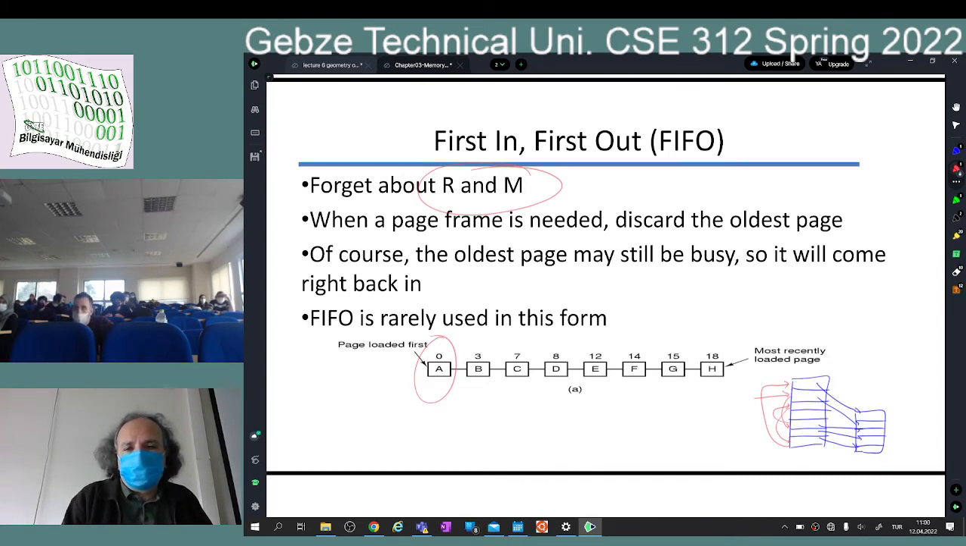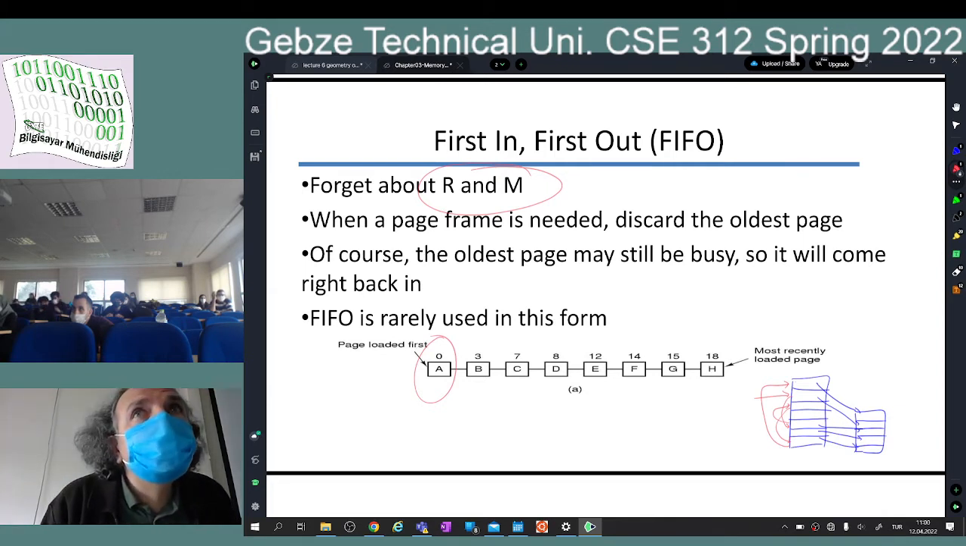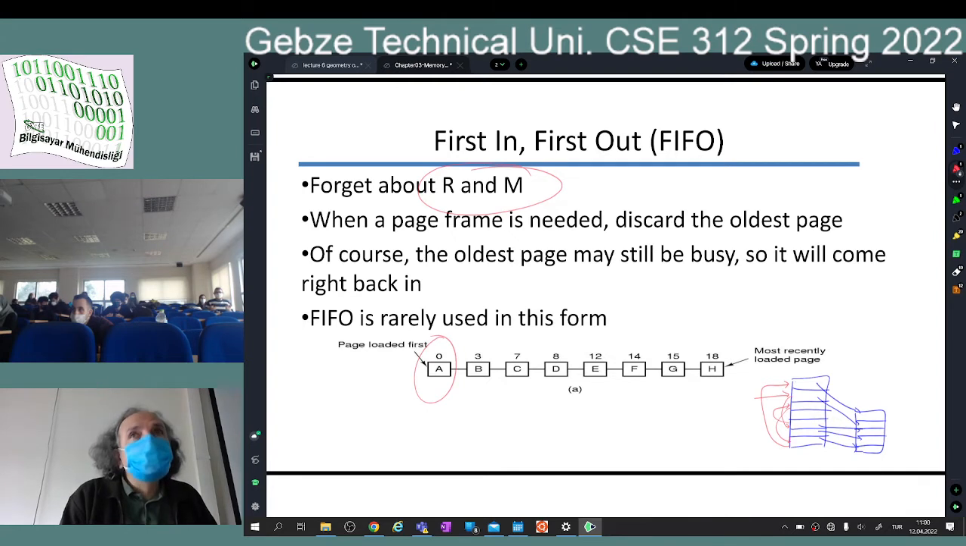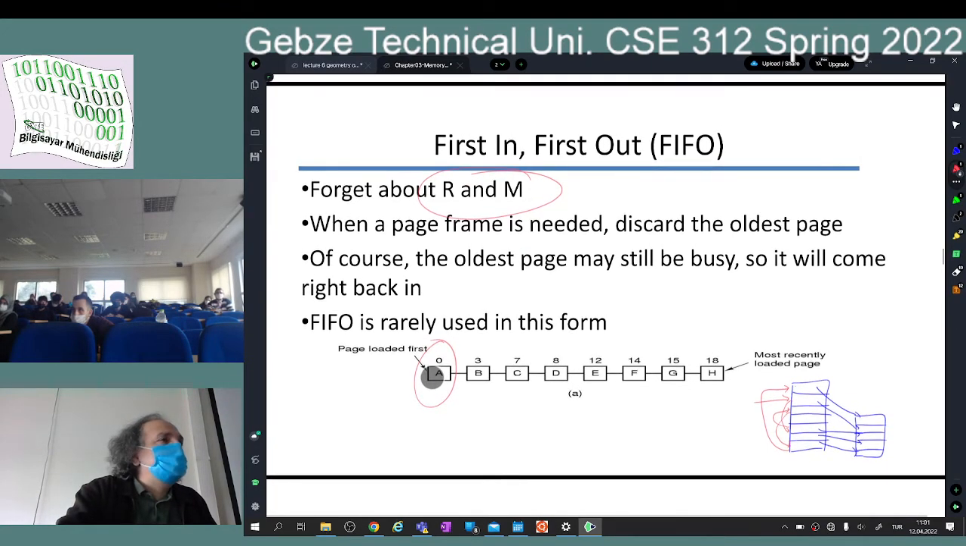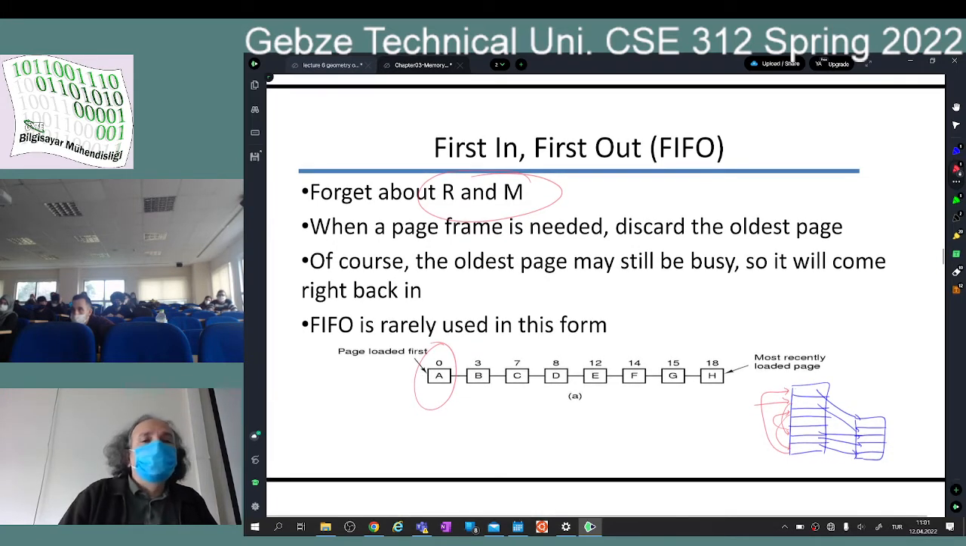Can you tell me what the problem is? Replacing the oldest pages is not a good idea all the time. Yes? The oldest one may be the most important one, and I keep it busy all the time. You are saying that the oldest page doesn't mean that it is not busy, right? I mean, this is the oldest page, but I keep using it. Oldest doesn't mean that I am not going to access it for a long time.